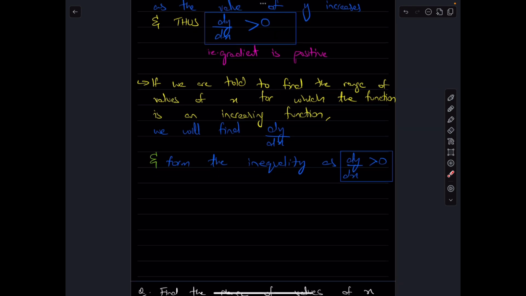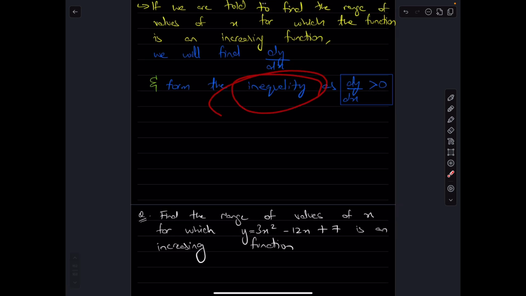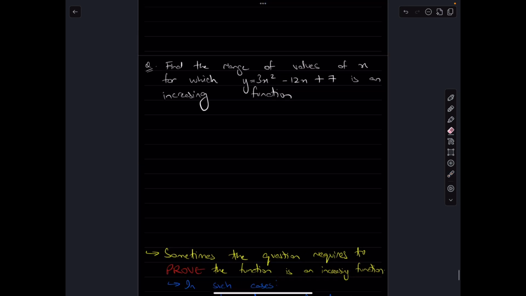Now, if we were told to find the range of values of x for which a function is increasing, we would determine the values of x by forming the equation as dy by dx is greater than 0. And solving this inequality will give us that range of values of x.